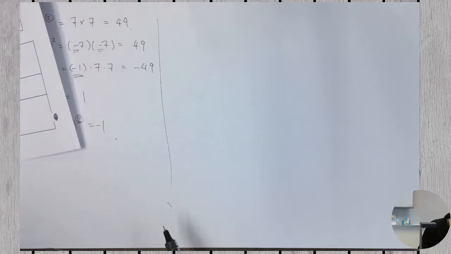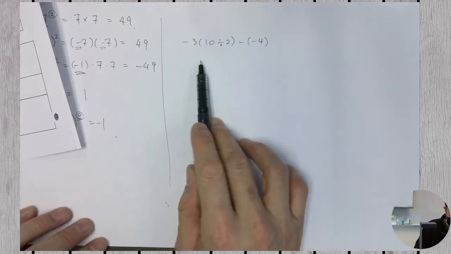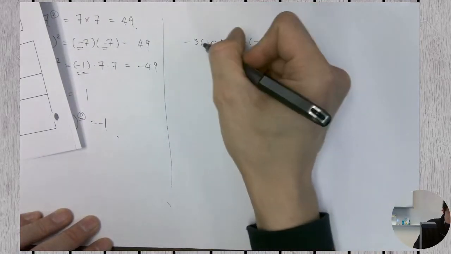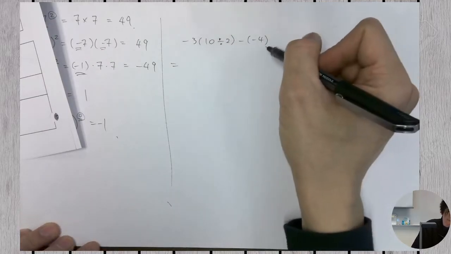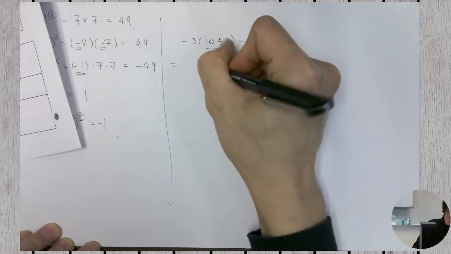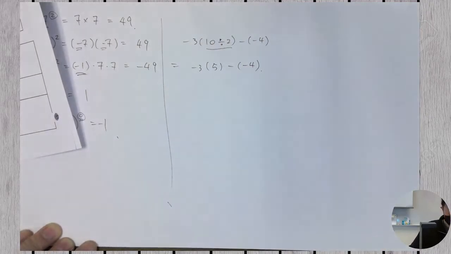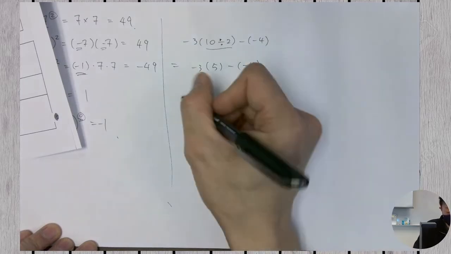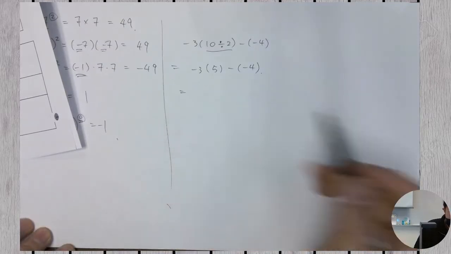The last one is order of operations. Okay, so this is one of the questions. If you have a bracket, please resolve the bracket first before you move on. So I have 2 numbers there, 10 divided by 2, that gives me 5, times negative 3 in the front, minus negative 4. What do I do next? What do I do next? Matthew, right? Yes, what do I do next?